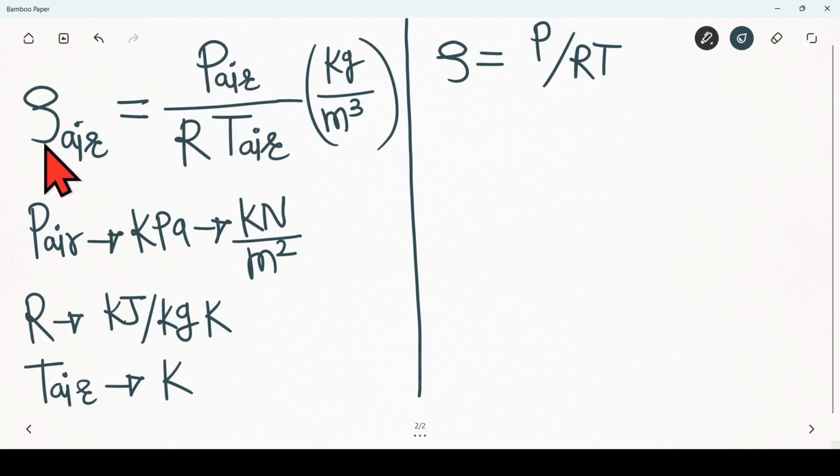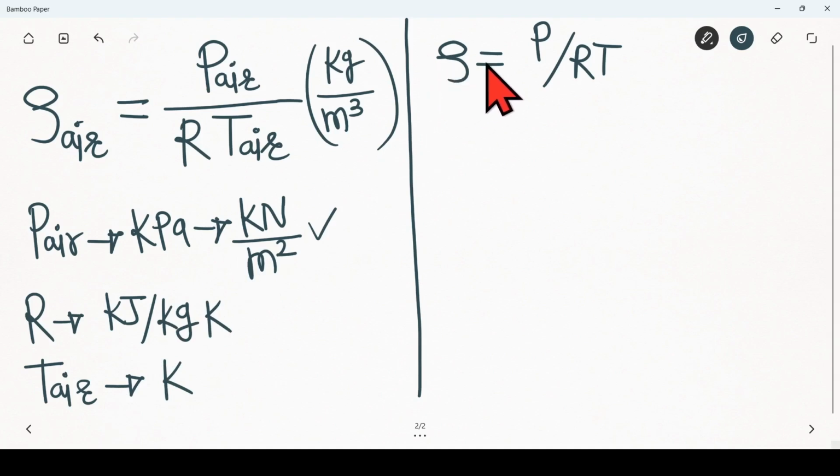So now let's say if we want density in kg per meter cube, what units we should use for pressure, gas constant and temperature. So pressure of the air is given in kilopascal. 1 pascal is equal to Newton per meter square. So this kilopascal becomes kilonewton per meter square. Gas constant, the unit of gas constant is kilojoule per kg Kelvin. Temperature of the air, instead of degree Celsius I will use Kelvin, because in gas constant you have Kelvin. So that's why I'm going to use Kelvin for temperature.